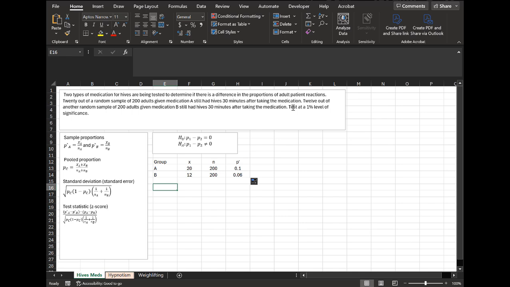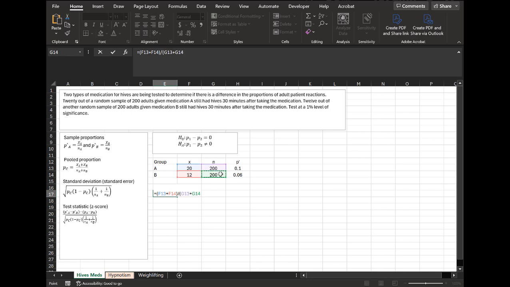So next, let's work on the pooled proportion, because we need the pooled proportion to calculate our standard error, which works kind of like a standard deviation. For the pooled proportion, I'm going to take both X's and add them up. Don't forget your parentheses, folks. You have to have the order of operations, and then you need another set of parentheses for the denominator. So there's my pooled proportion of 0.08, and then we need to get to the standard error.